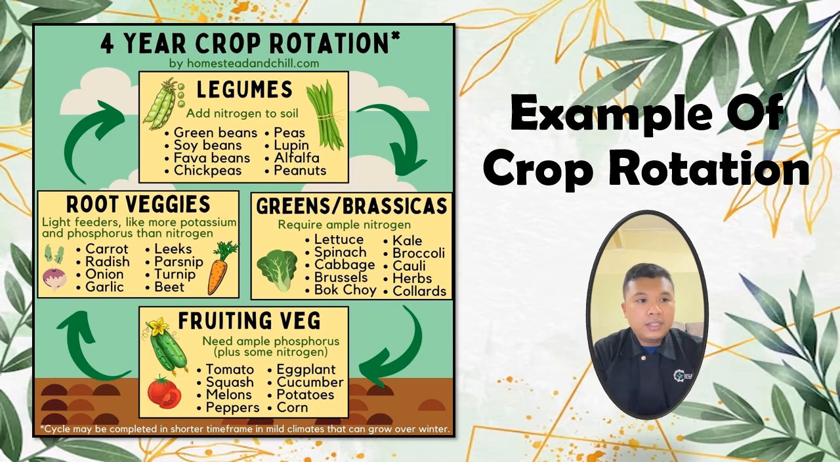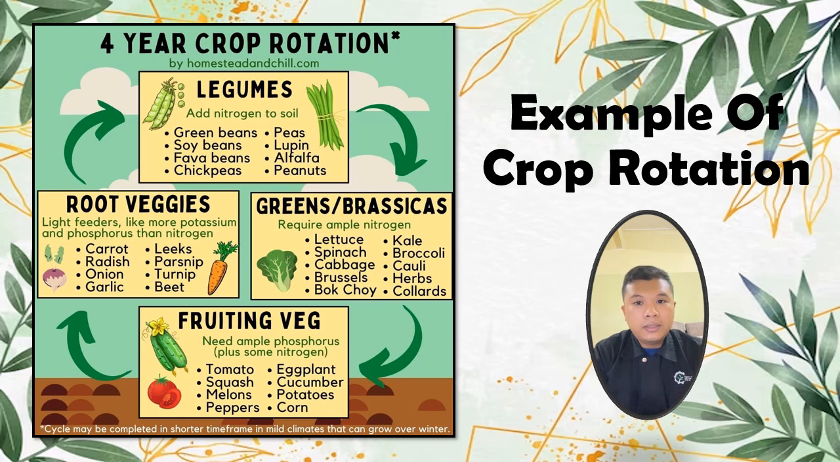For the second year, we can plant leafy greens or brassicas such as lettuce, kale, broccoli, spinach, pak choy. They require ample nitrogen. For the third year, fruiting vegetables such as tomato, melon, pepper and corn. So it gives phosphorus to the soil.